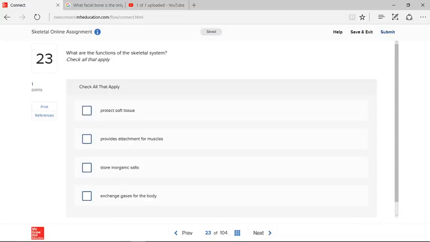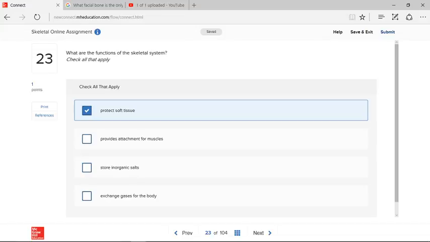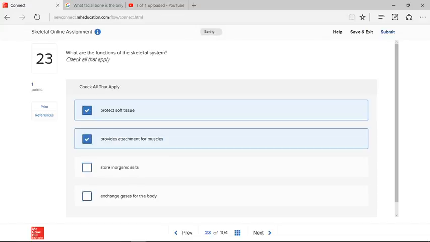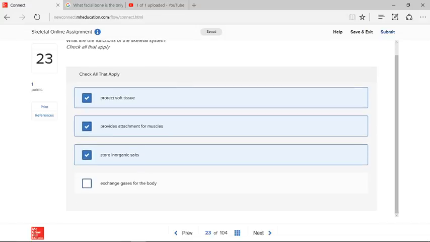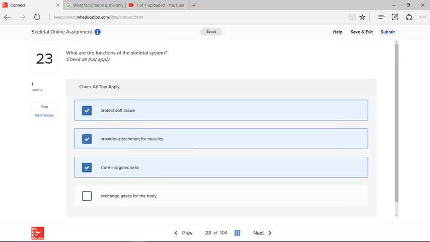What are the functions of the skeletal system? Well, that's very easy. If you guys need to pause this video, you better hurry, because it's a super hard video, right? Actually, it's not really that hard. We're just learning. So, let's go. Skeletal system, what is the function? Protects soft tissue. Provides attachment for muscles. Yes. Storing inorganic salts. Exchange gases for the body? No, that ain't even close. The skeletal system does not exchange gases for the body. What it does is it protects soft tissue, provides attachment for muscles, and stores inorganic salts.